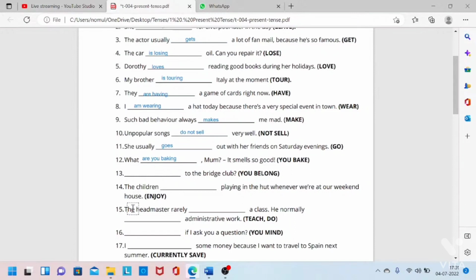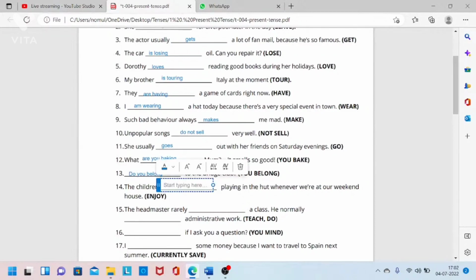13th, dash to the bridge club. So using you belong we have to complete the sentence. So what can we do here? Yes, using do, capital D, okay. Yes, do you, do you. So here belong, do you belong to the bridge club? Do you belong to the bridge club? Yes, that's right. Next, 14th.